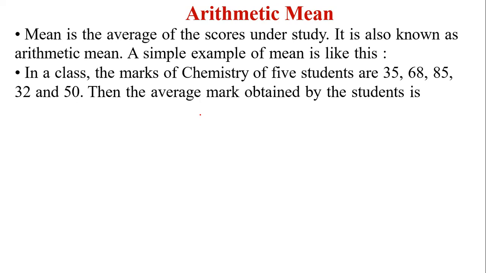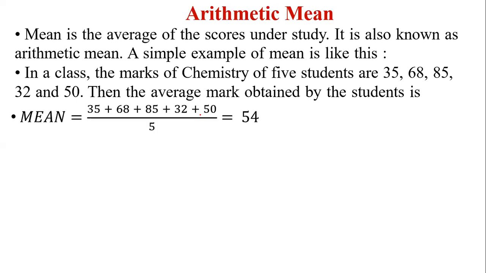So the average mark obtained by the students will be 35 plus 68 plus 85 plus 32 plus 50. Then you divide by the number of students. In this case, there are 5 students, so I divide that sum by 5. I'll be able to get 54 as the mean mark.